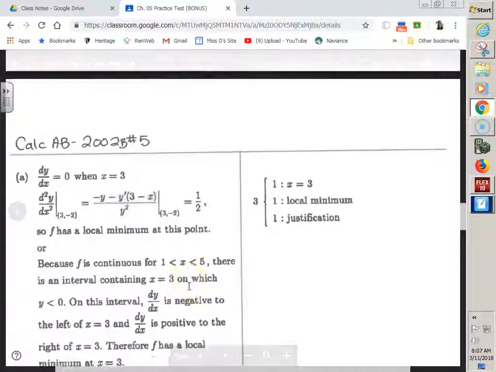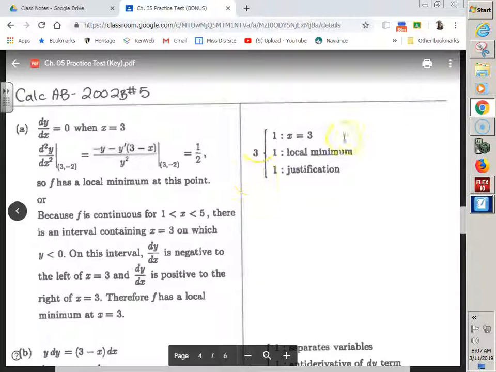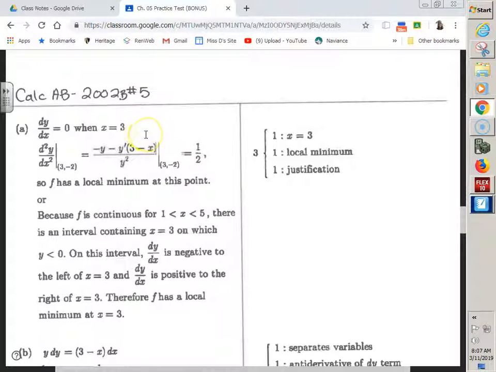But now they're here on 2002, grading letter A, using what we talked about in the slope field worksheet, that with a differential equation, relative extrema, you have to use the second derivative test. So even for the kiddos in class, you had to find the second derivative first of all. And then plugging in the point, you figure out the second derivative is positive.